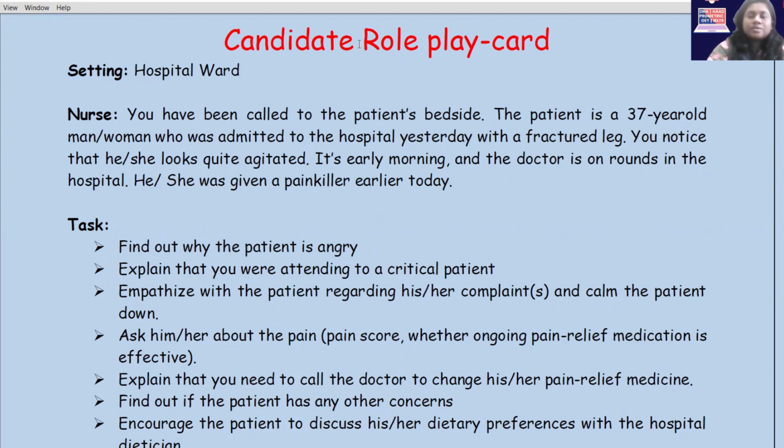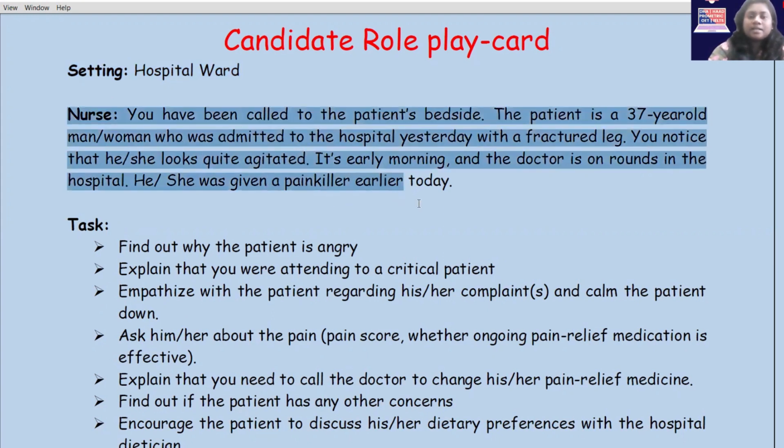So now I'm going to give a description about a particular role play that we have done today, and the candidate role play card is displayed here. You can see this role play card is divided into 3 sections, and first will be the setting, in which this role play is going to be conducted. Here it is, hospital ward.